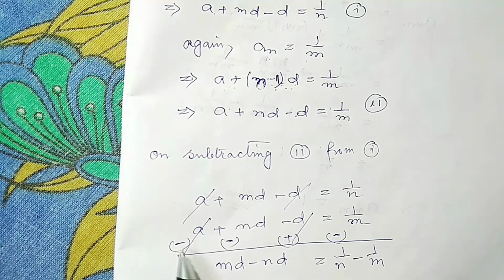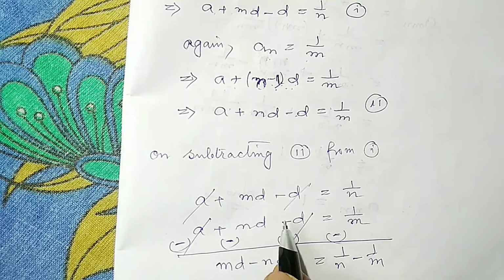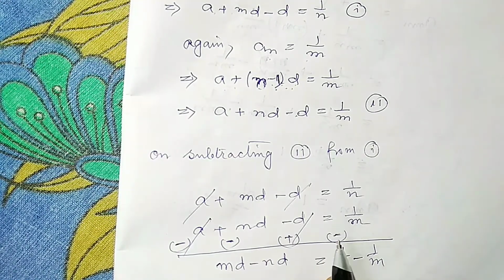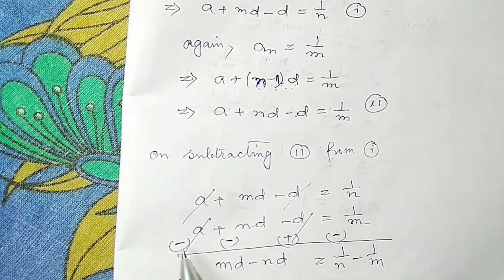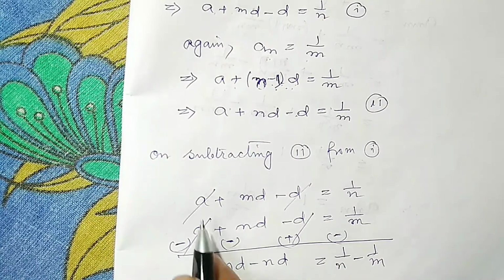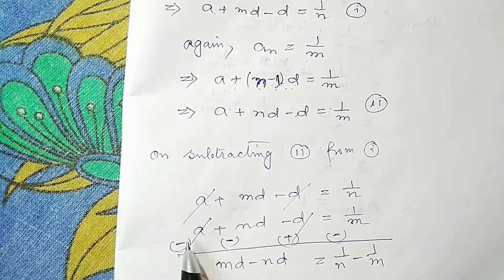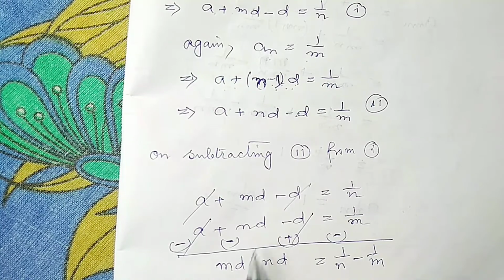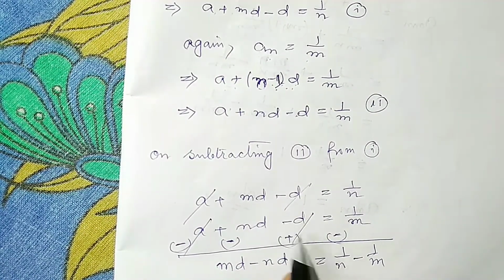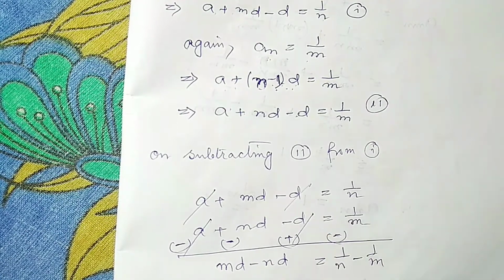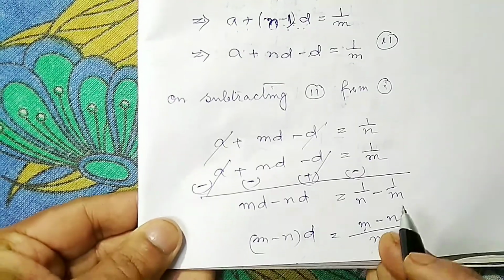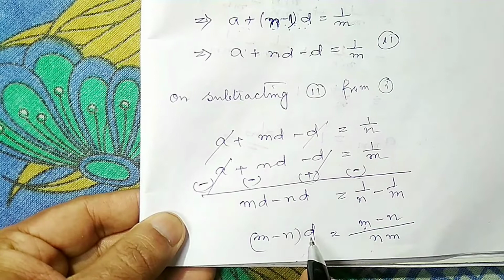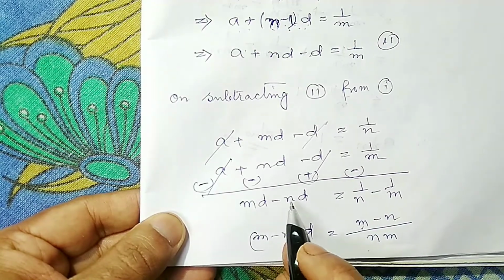Plus will become minus, plus will become minus, minus will become plus, and plus will become minus, and now onwards we have to consider these symbols. Now plus a and minus a cancel, md minus nd, md minus nd, plus d minus d cancel, and here you get 1 by n minus 1 by m.